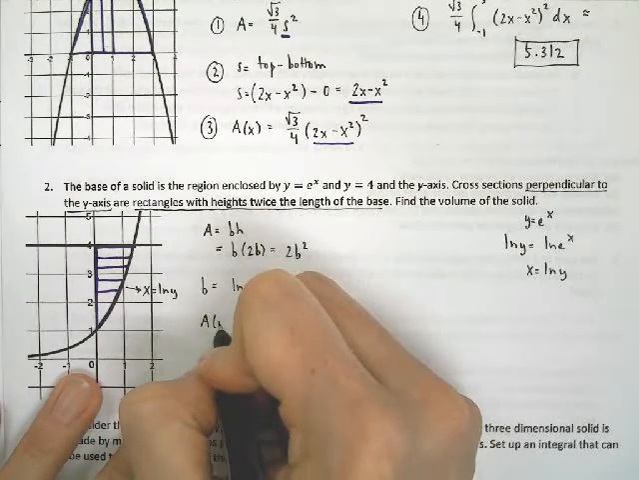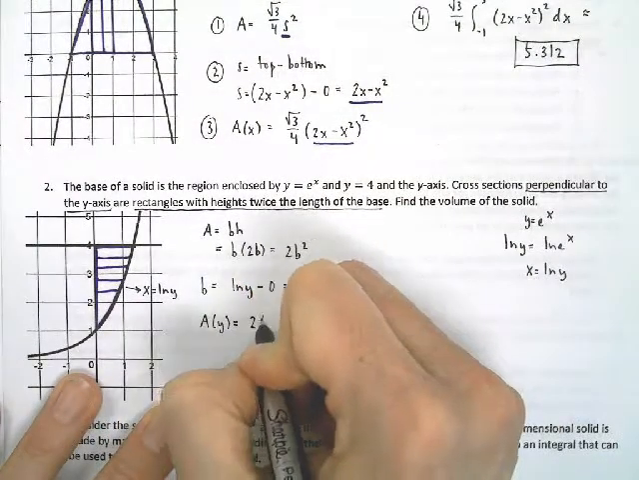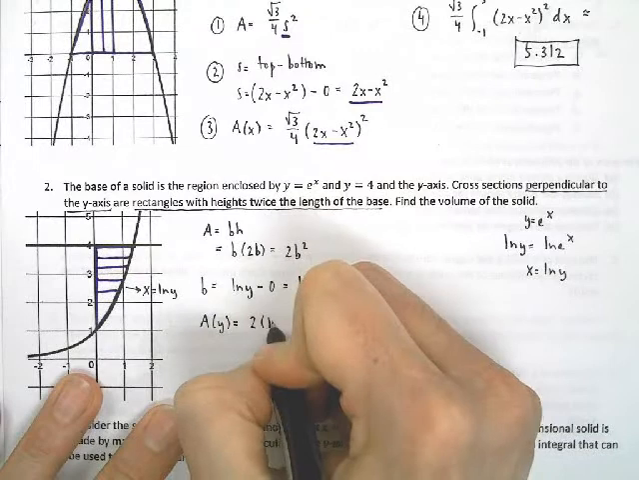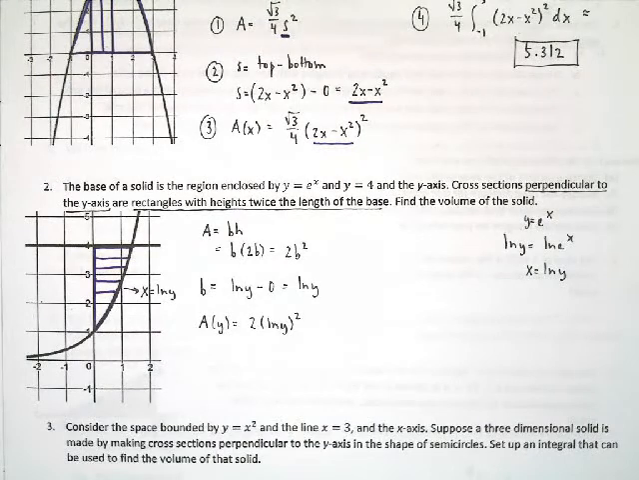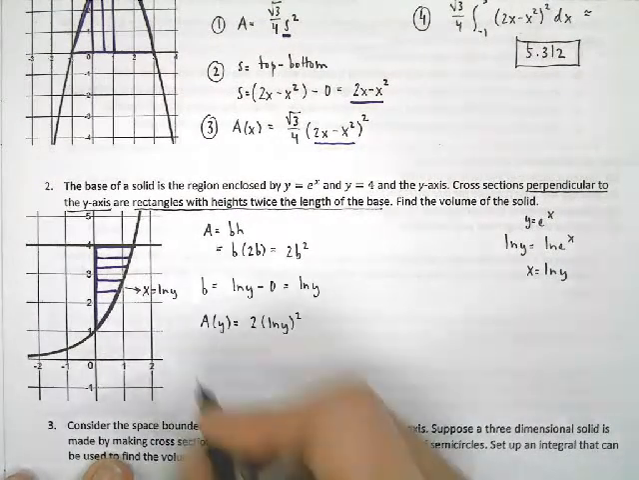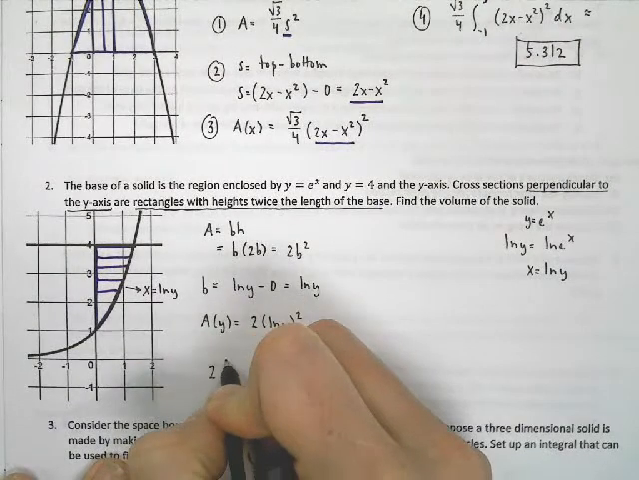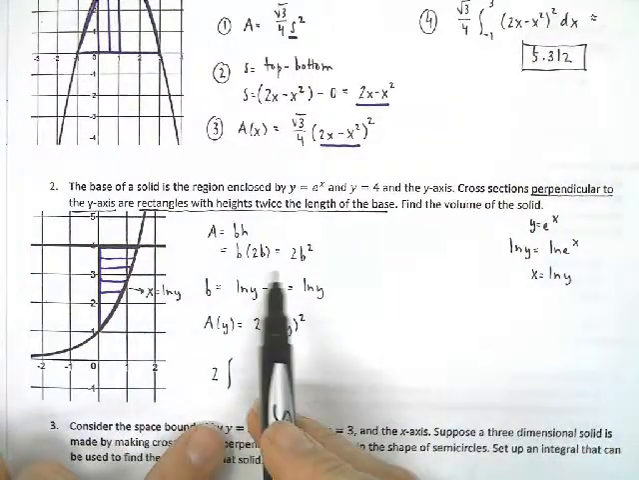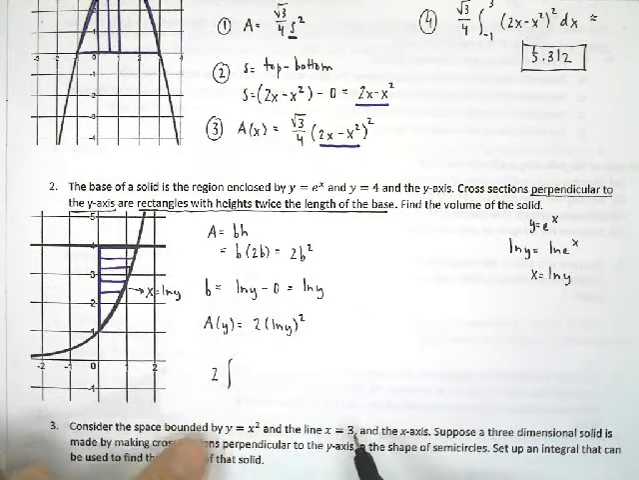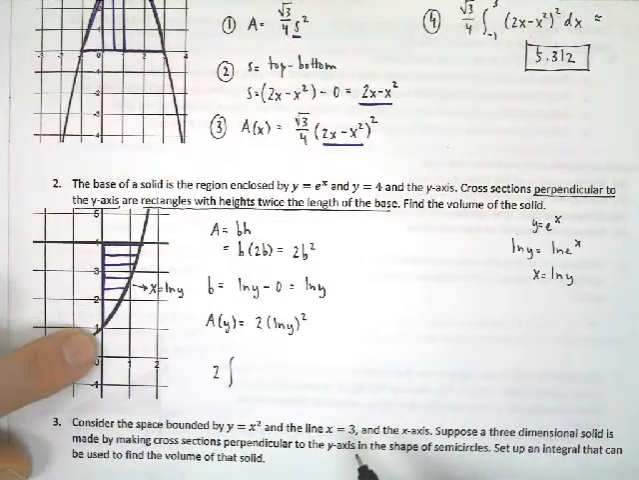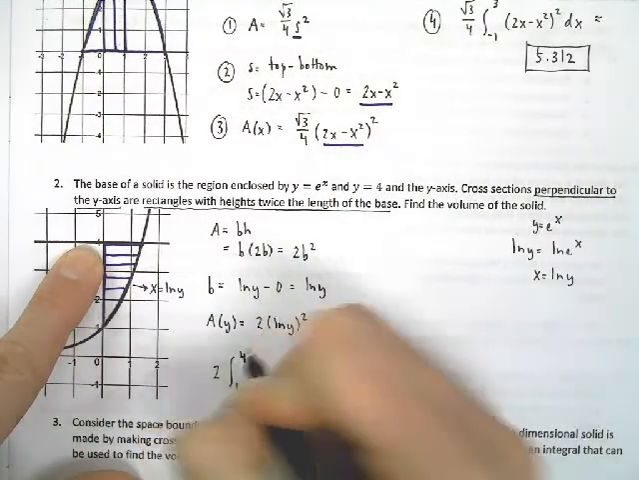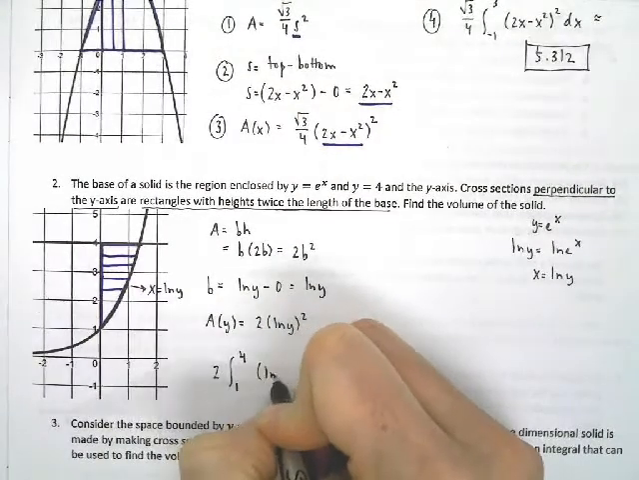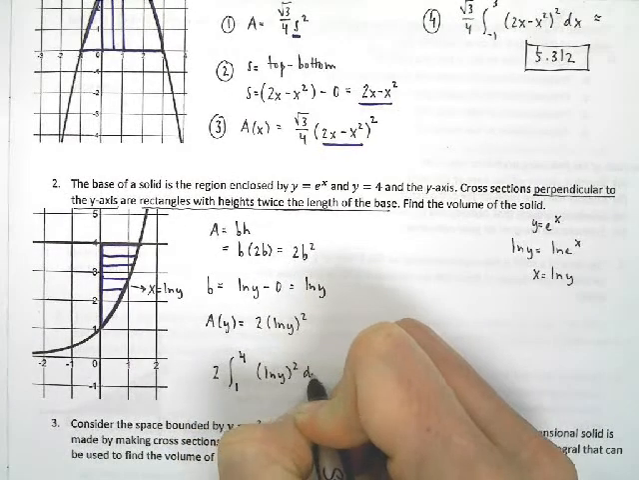So now my area in terms of y is 2 times my base, which is natural log of y, and we're going to square that. So now all I have to do is take the integral. So I'm going to put my 2 out front, my integral. Now remember, since we're with respect to y, our limits of integration have to be the y values. So my lower y value here is 1, my upper y value is 4, and I'm going to integrate the natural log of y squared dy.